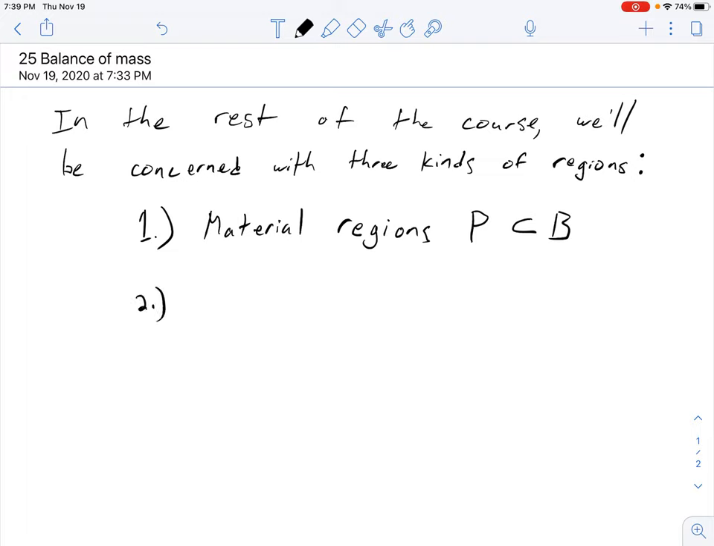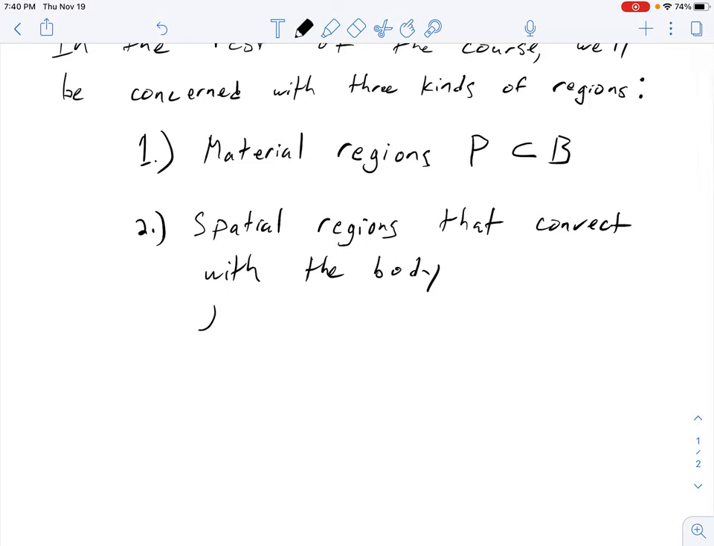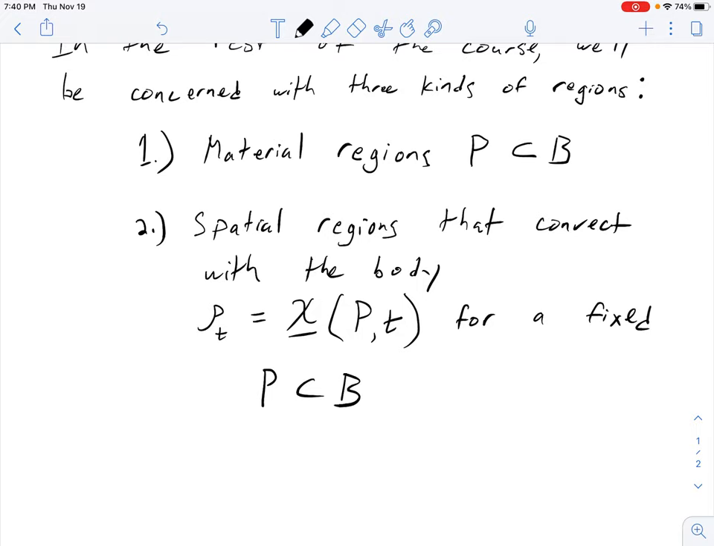The second is spatial regions that convect with the body. And they're denoted with an italicized letter, sub t, and that is equal to the deformation applied to p at time t for a fixed p in the reference body.